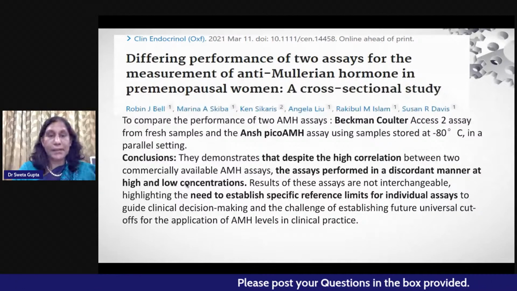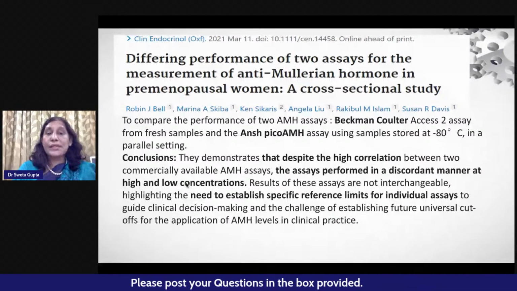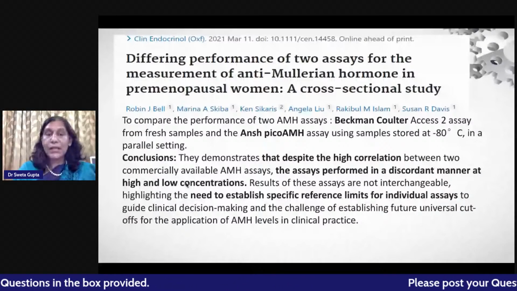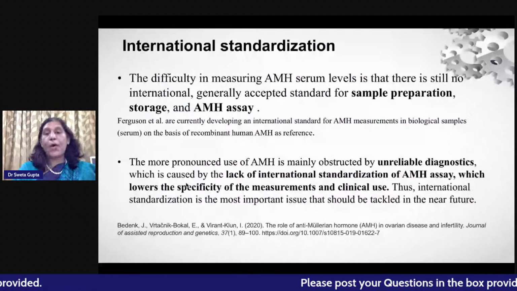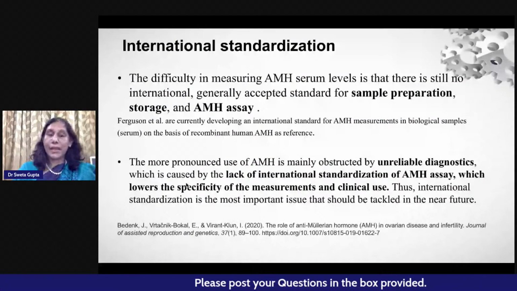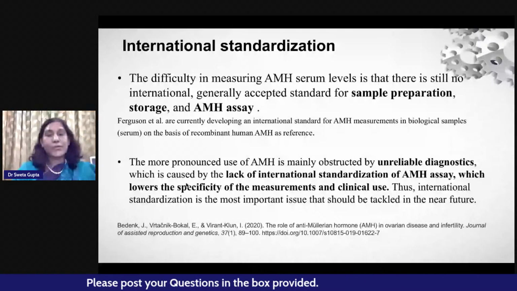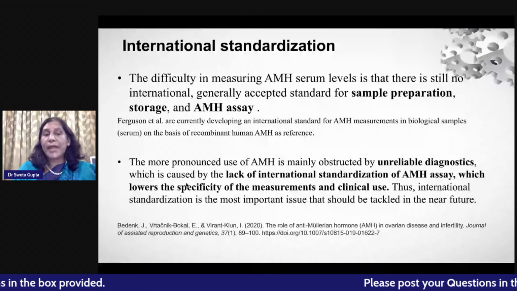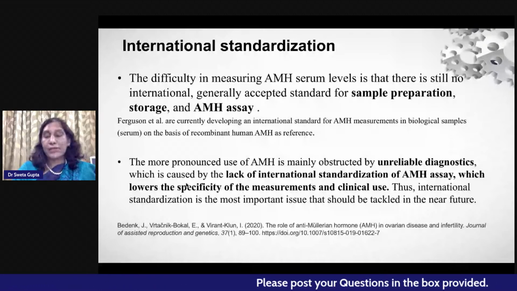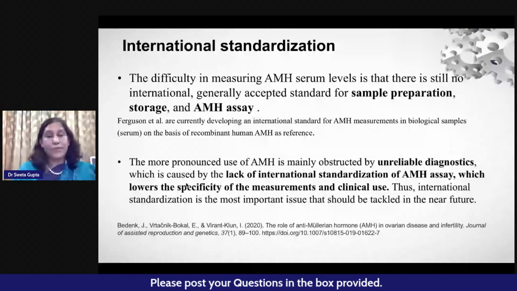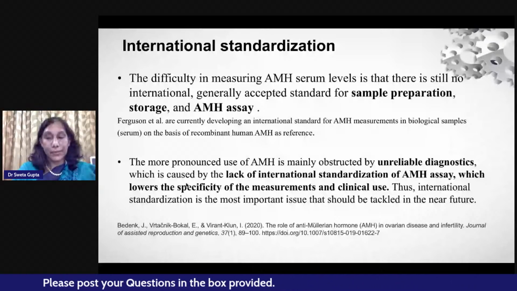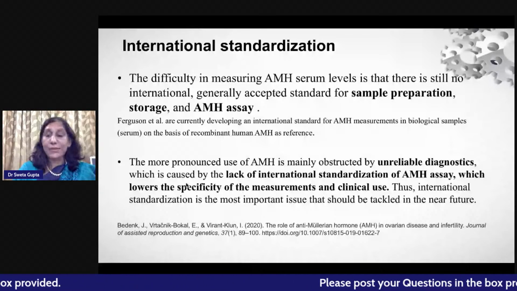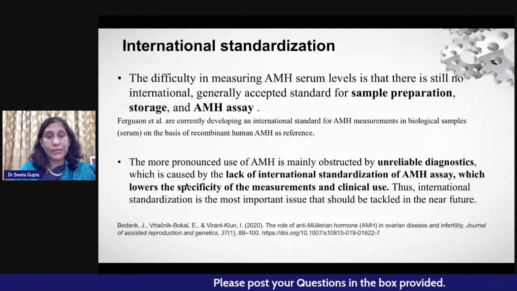clinical practice. So there is a difficulty in measuring AMH serum levels, that there is still no internationally generally accepted standard for sample preparation, storage, and assays. The wider use of AMH is mainly obstructed by unreliable diagnostics, which is caused by the lack of international standardization of AMH assays, which lowers the specificity of the measurements and the clinical use. So international standardization is the most important issue that should be tackled in the near future.